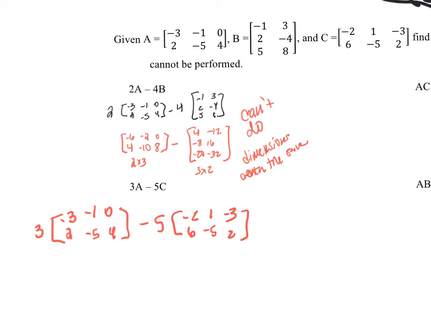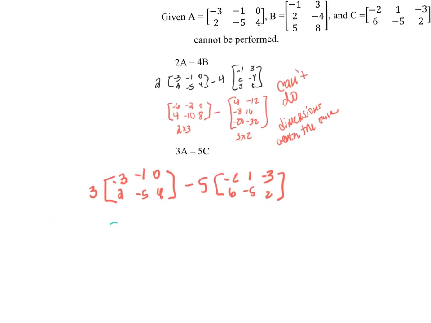So when I multiply, guys, we're just distributing. So I have 3 times negative 3, negative 9. 3 times 1, 3. 3 times 0, 0. 3 times 2, 6. 3 times negative 5, negative 15. 3 times 4 is 12.